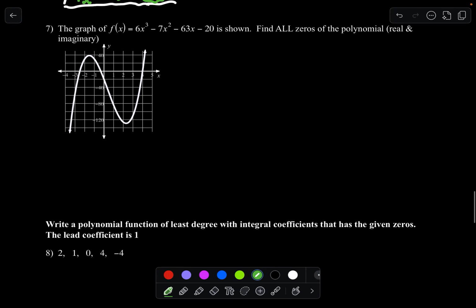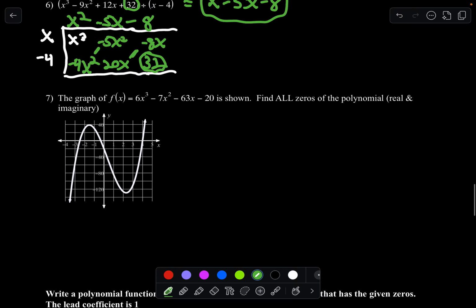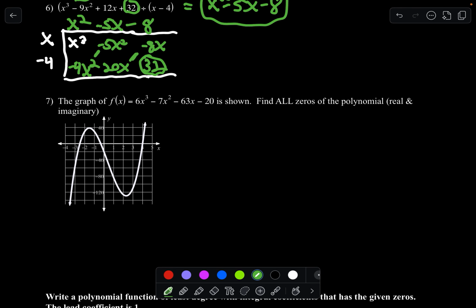On number 7, almost done. We just got 7, 8, 9. Which reminds me of that awesome math joke about why was 6 afraid of 7?